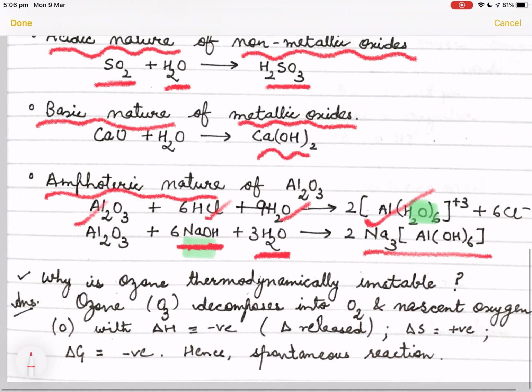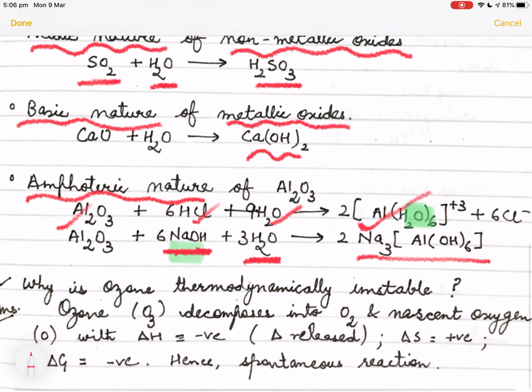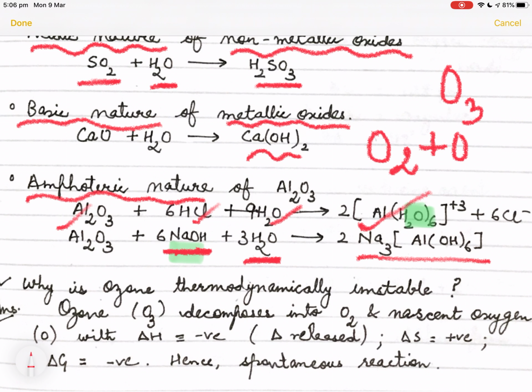Next important board question is ozone. What is ozone basically? Ozone is an O3 molecule. When dioxygen reacts with nascent oxygen, it gives you ozone, that's O3. So why is ozone thermodynamically unstable? Why do we call it an unstable molecule?